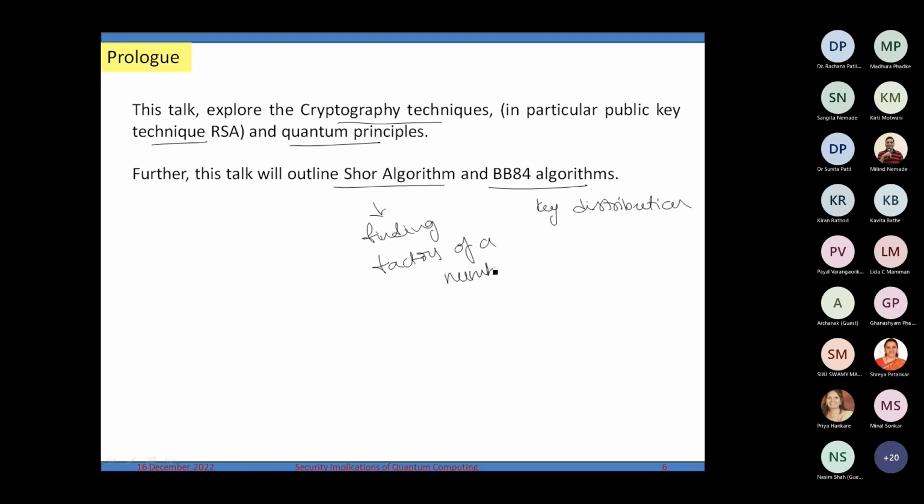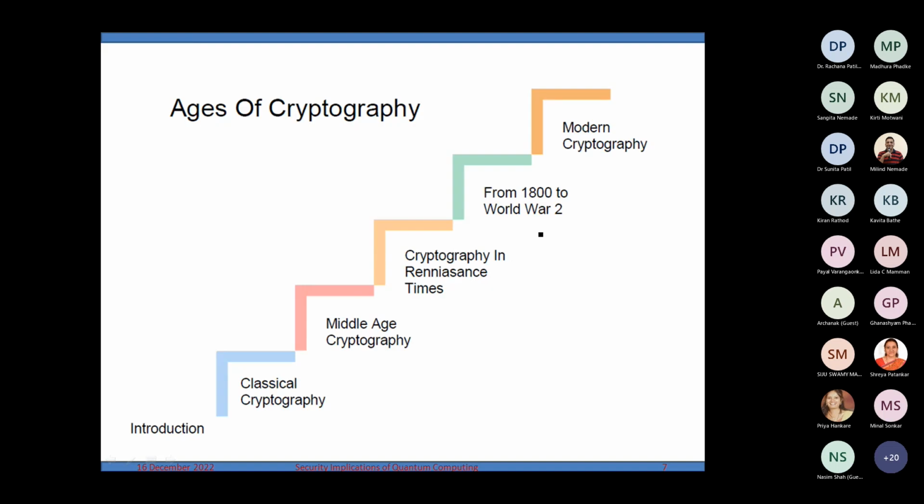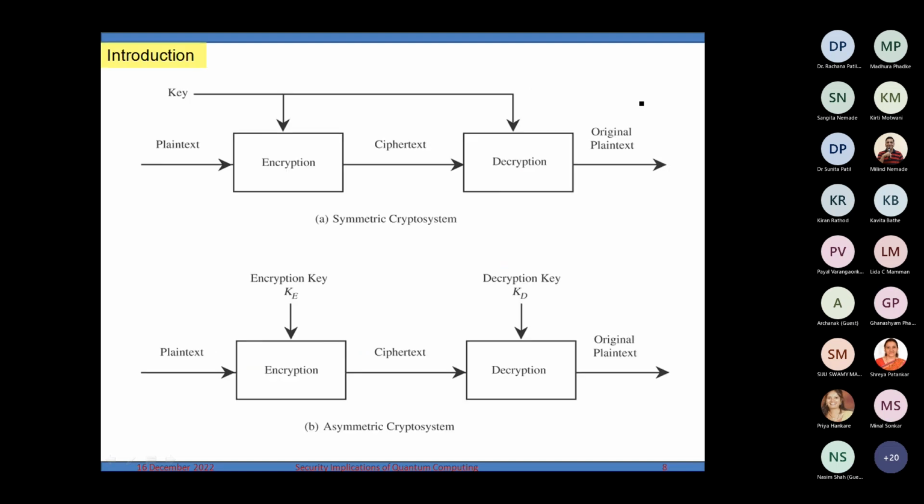So these two algorithms are going to be covered in today's talk. When you look at cryptography, it has evolved a lot, starting from classical cryptography of ancient times till the current modern cryptography. There is a lot of literature available about the evolution of cryptography. Modern cryptography is the current day standard, which includes symmetric as well as asymmetric crypto systems.